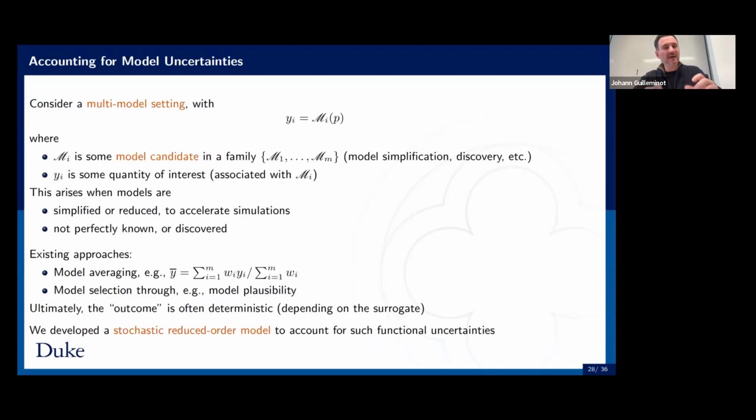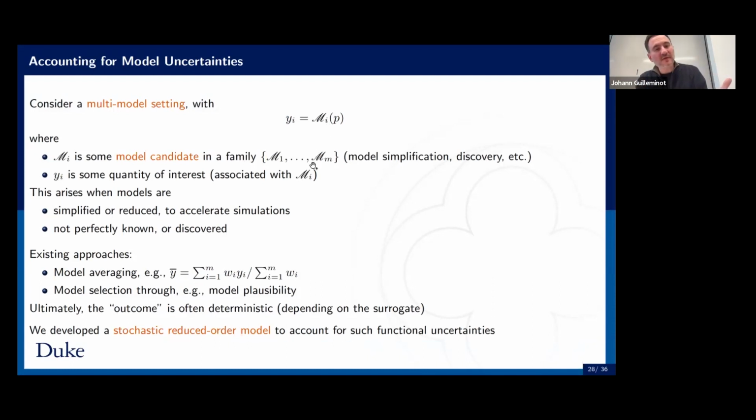But when I do that, I am introducing model uncertainties. I took my model, which was accurate, and turned it into a simplified version of it. Or think about cases where my model is not perfectly known, or the model has to be discovered. So I'm going to consider the setting where in my prediction, the PDE is known, but the model itself is unknown. That's called model form uncertainties.